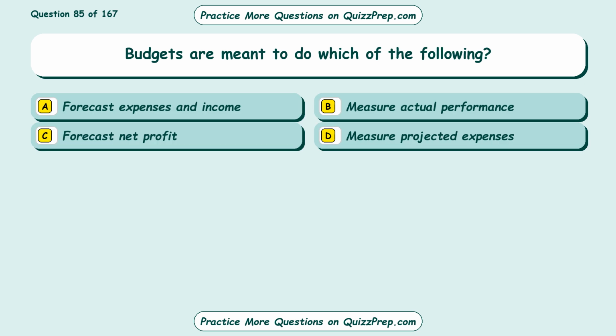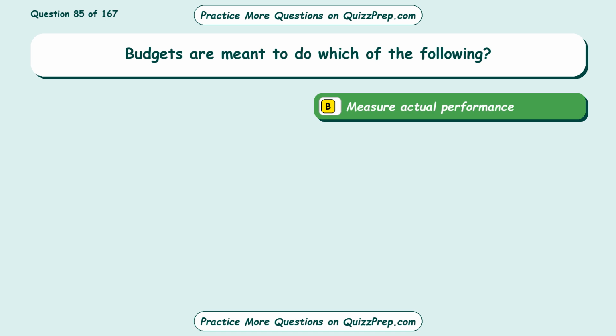Question 85. Budgets are meant to do which of the following? Option A, forecast expenses and income. Option B, measure actual performance. Option C, forecast net profit. Option D, measure projected expenses. The correct answer is option B, measure actual performance.